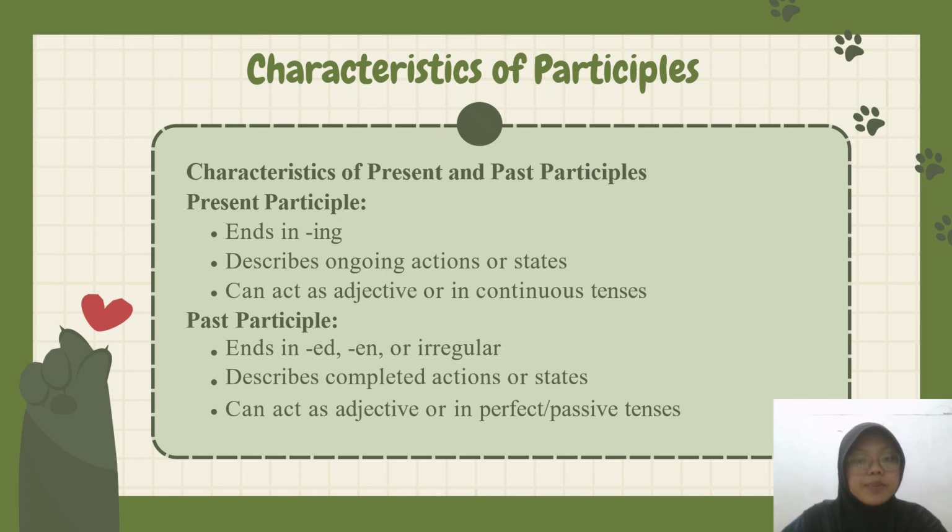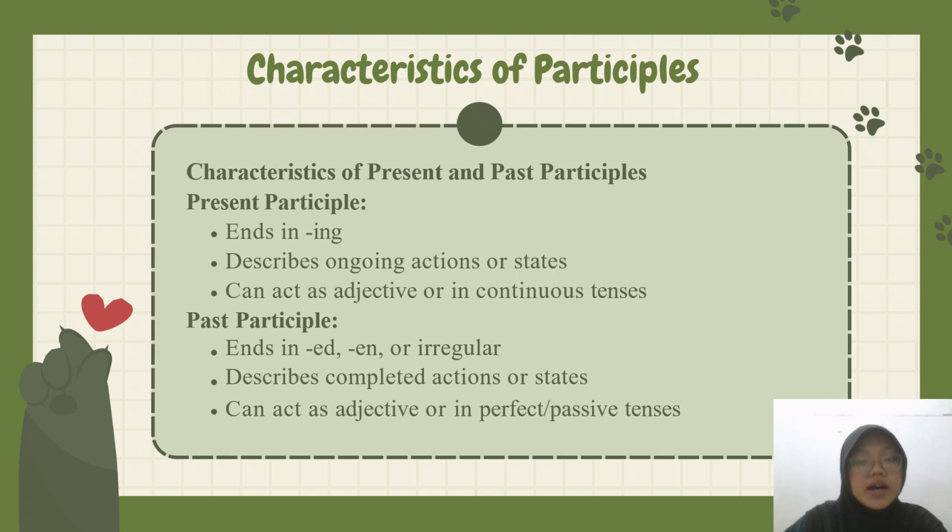Okay, for the present participle, remember it ends in ing. So if you see a verb ending in ing, first suspect if it's a present participle or a gerund. Okay, we will discuss the difference later. It describes ongoing actions or states. For example, if I say a burning house, it means the house is currently burning. The action of burning is ongoing, okay? And it can act as an adjective or be used in continuous tenses.